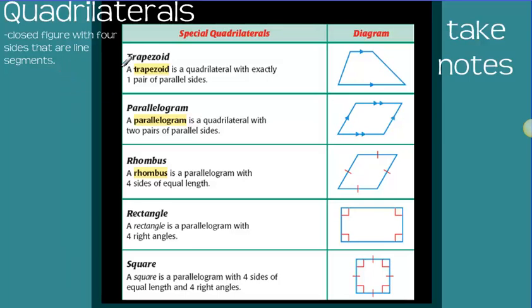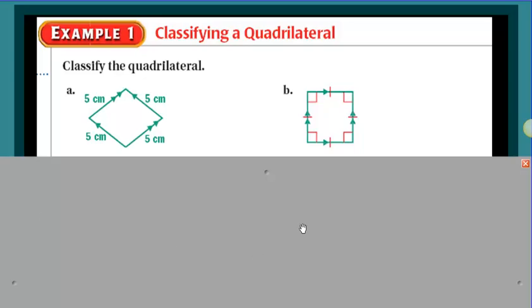Here are your types: trapezoid, parallelogram, rhombus, rectangle, square. My suggestion, draw this chart and include these pictures. We're going to do a couple examples. Now, make sure you include this for your directions. Classify the quadrilateral.